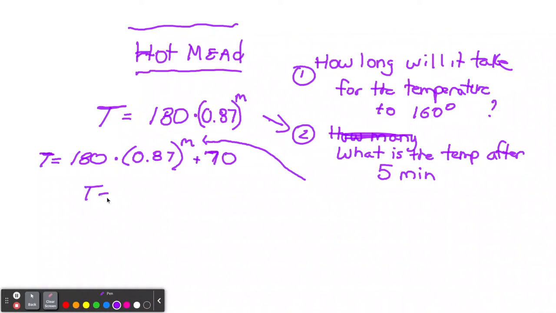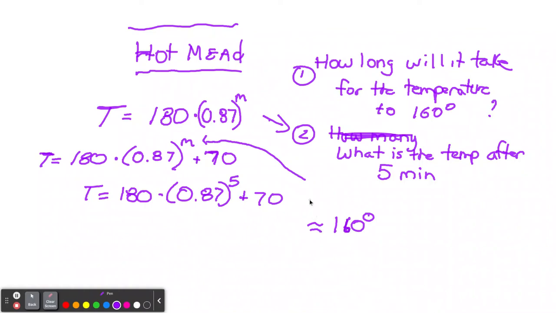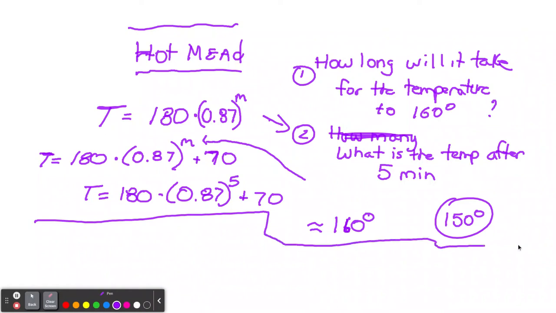So now we'll have the temperature equals 180 times 0.87^5 plus 70. And if you plug that into the calculator, the temperature should be about 160 degrees. Almost ready to drink, right? So usually people like to drink their tea at about 150 degrees, right? Which brings us another question. That's why I made the second question first. How long will it take for the temperature to be 160, let's say? Maybe you like it at 160.